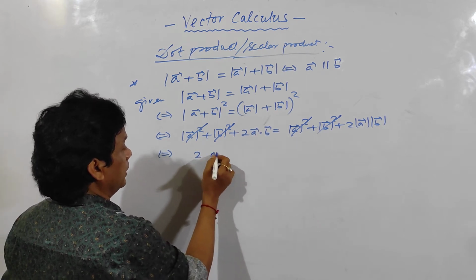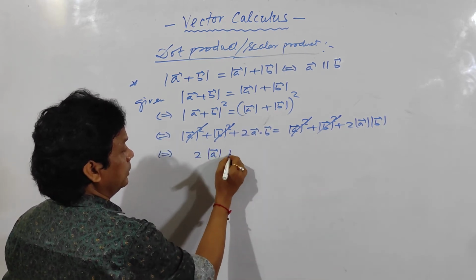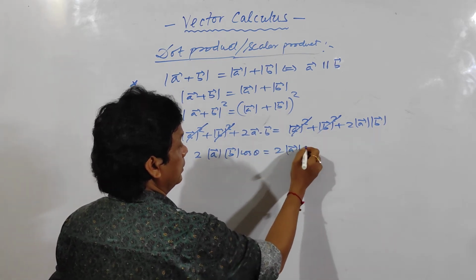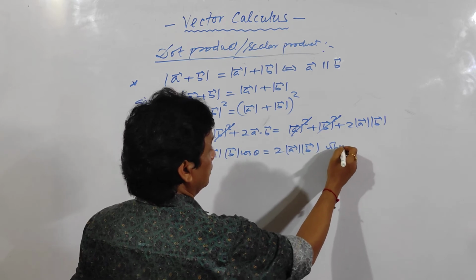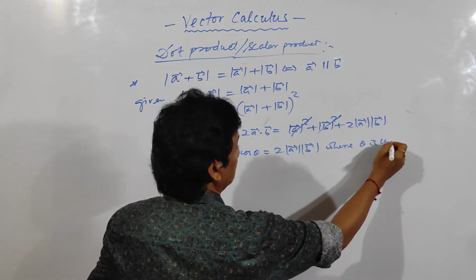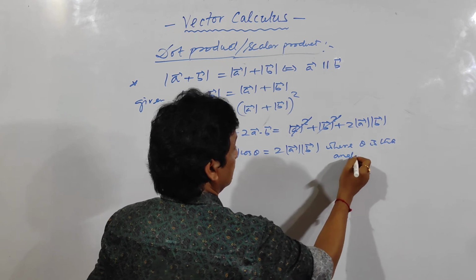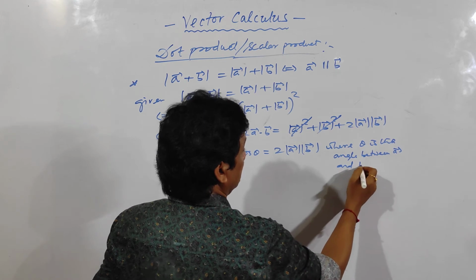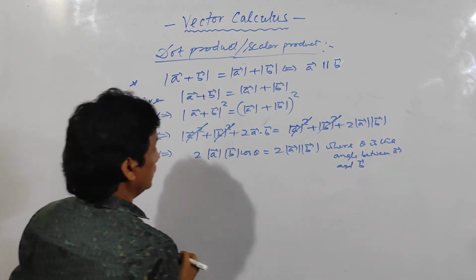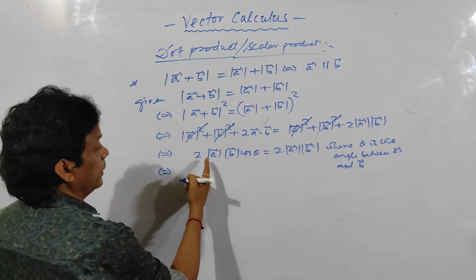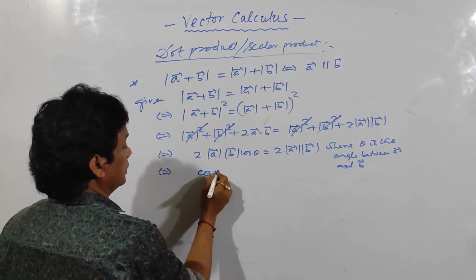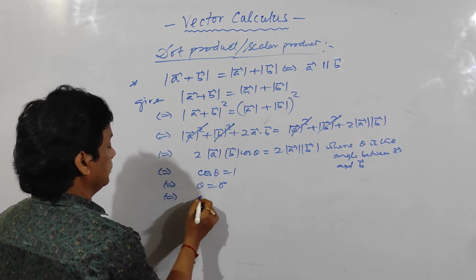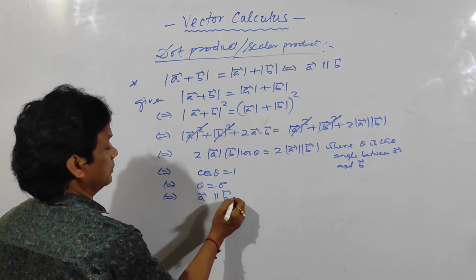So remain twice of, what is the formula for A dot B? |A| into |B| into cos theta, where theta is the angle between A vector and B vector. Clear? So twice of the cancel out. So cos theta is equal to 1. That means theta is equal to 0 degree. And theta is equal to 0 means A vector is parallel to B vector. Clear?